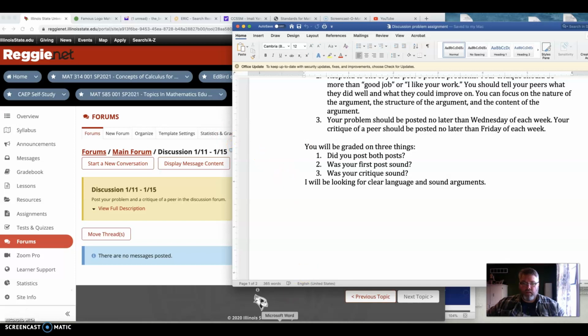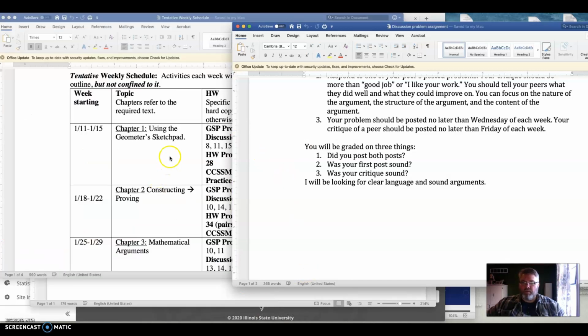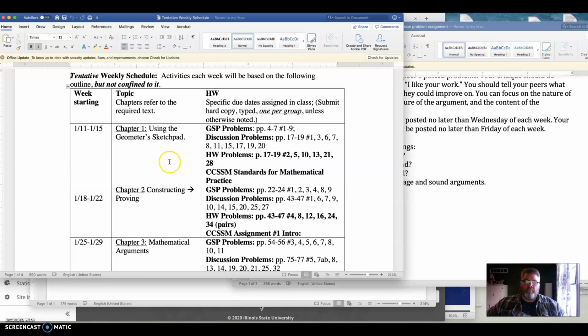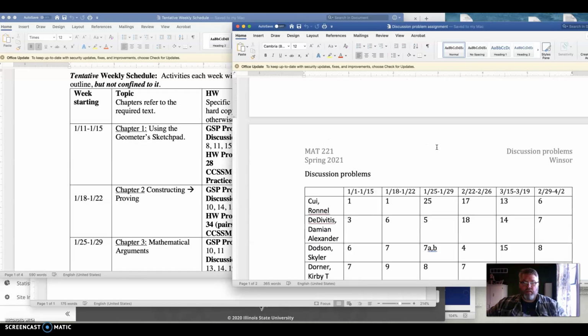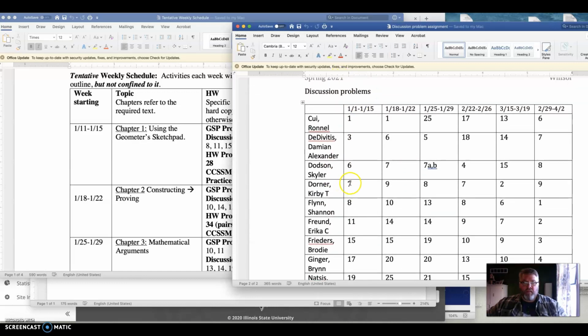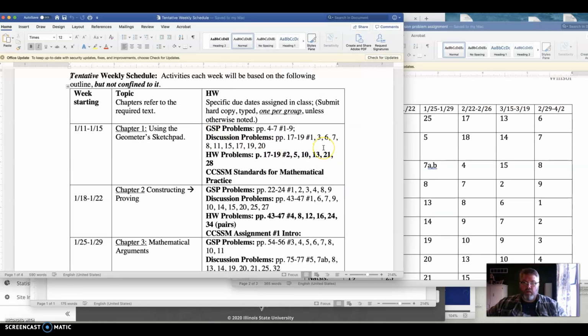Once again, let's review for those who just got distracted by a text. For each week, there will be discussion problems, although we won't have discussion problems every week, but most weeks have discussion problems. Your discussion problem will be assigned to you. Notice here's your name, and find the problem. It comes from the same section as the homework. You do that problem, you post it in ReggieNet under the forums and under the week that we're at.